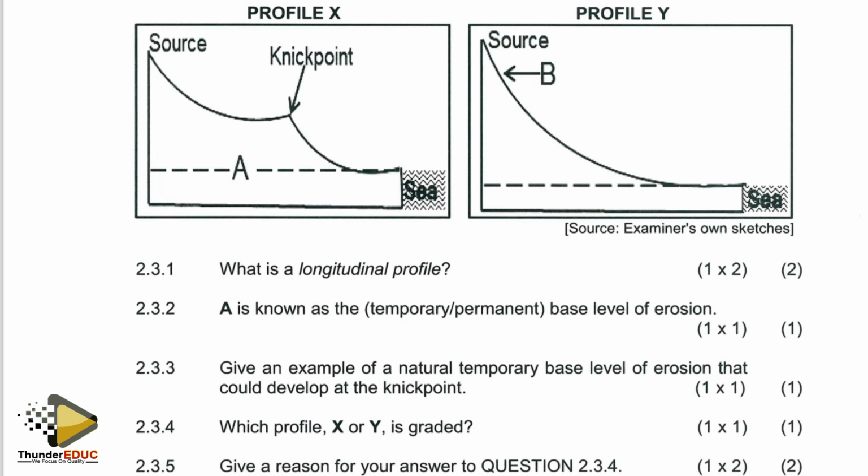That is the longitudinal profile. Right. Then we move on to the next question, number 2.3.2. A is known as this A here. What is it known as? That is a permanent base level.